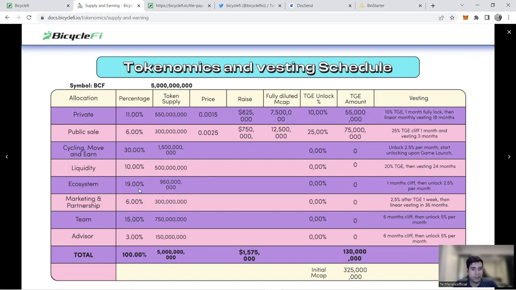Ecosystem will have 19% of the tokenomics, starting from second month for 2.5% per month. Marketing and partnership is 2.5% 1 week after TGE, and then 36 months vesting. Team has 15%, which is good. Standard 6 months cliff and 5% unlock per month. Same for advisors. And total of team and advisor token of 18%, which is fair.